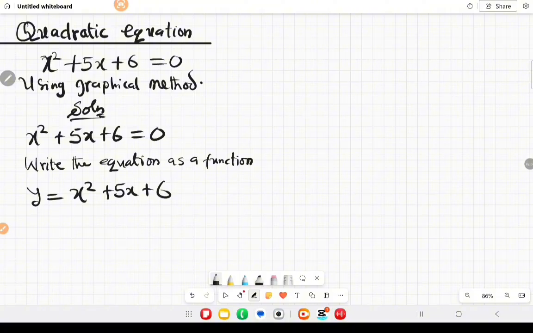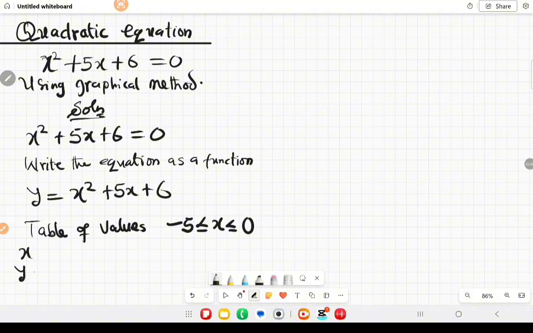Now we have to write the table of values. We take a range of, let's choose, minus 5 less than or equal to x less than or equal to 0 as our range. Now we have to draw the table of values. In the table we have x and y. Y is the equation, which is x squared plus 5x plus 6.